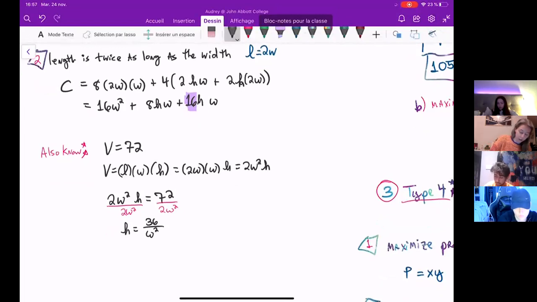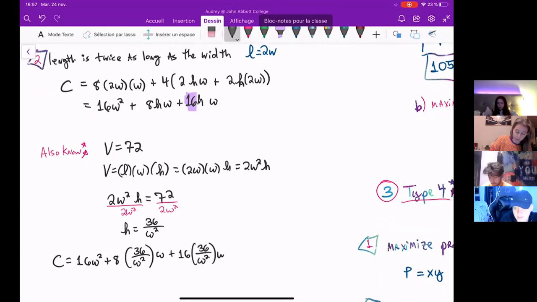So then my cost function is 16W squared plus 8 times 36 over W squared times W plus 16 times 36 over W squared times W. And these W's can actually cancel out, which gives me 16W squared plus 24 times 36, which you guys can do together, over W.